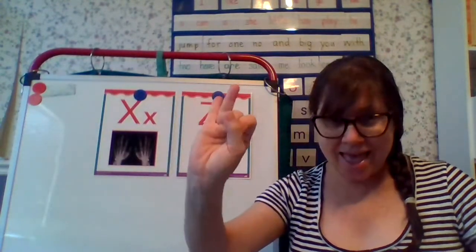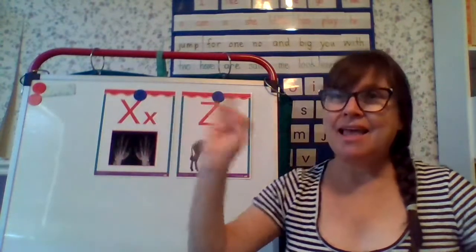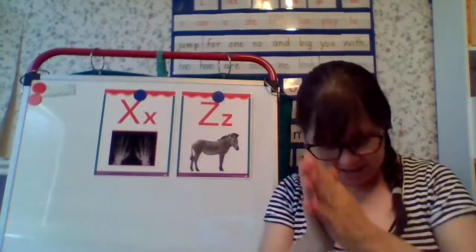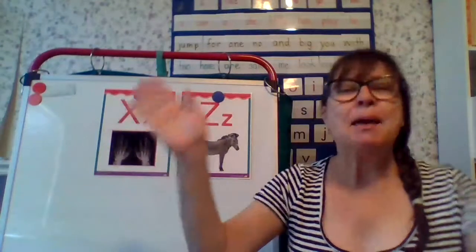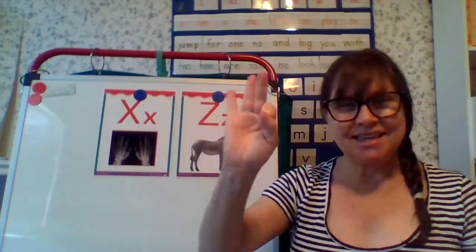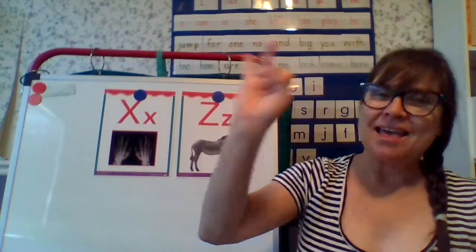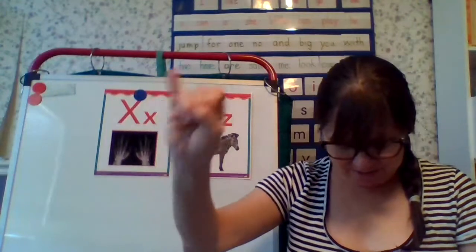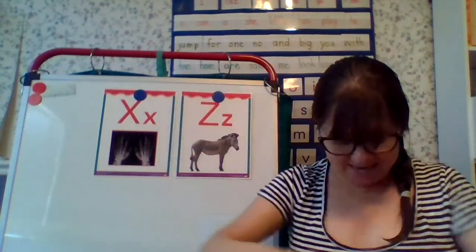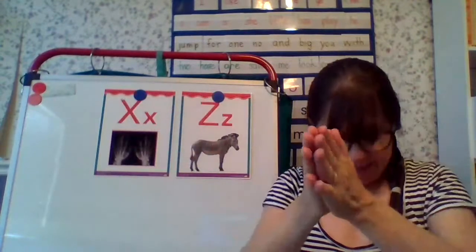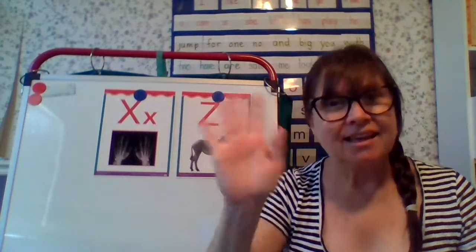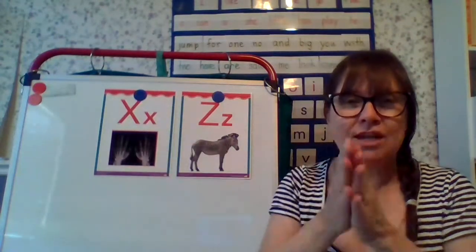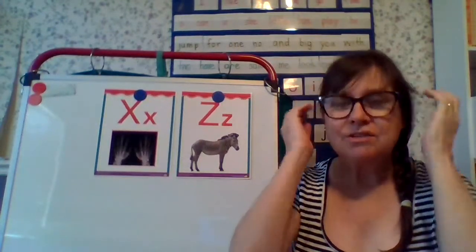Here we go. B, E, D, bed. D, E, N, den. J, E, T, jet. M, E, N, men. P, E, T, pet. T, E, L, tell. W, E, T, wet. T, E, D, Ted. G, E, S, guess. H, E, D, head. Good job. Make sure you're working. I'd like to see you using your gestures and your sounds. Make sure you're following along.